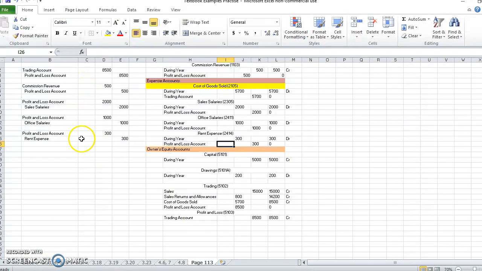And of course, for all these journal entries, we need to close them to the profit and loss account as well. So we have here profit and loss account was credited for 500, and the opposing account was the commission revenue account. And the balance in this will be the previous. If it's a credit, we add the credit.